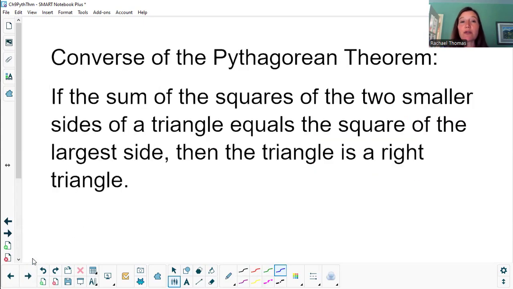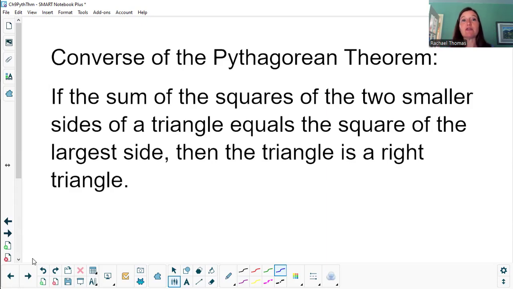Cool. Two other quick things to see here before we close this video out. One is the converse of the Pythagorean theorem, and then we're going to look at a couple of what we call Pythagorean triples. The converse of the Pythagorean theorem, instead of saying, if I have a right triangle, then a squared plus b squared equals c squared, says, if a squared plus b squared equals c squared, then my triangle is a right triangle.